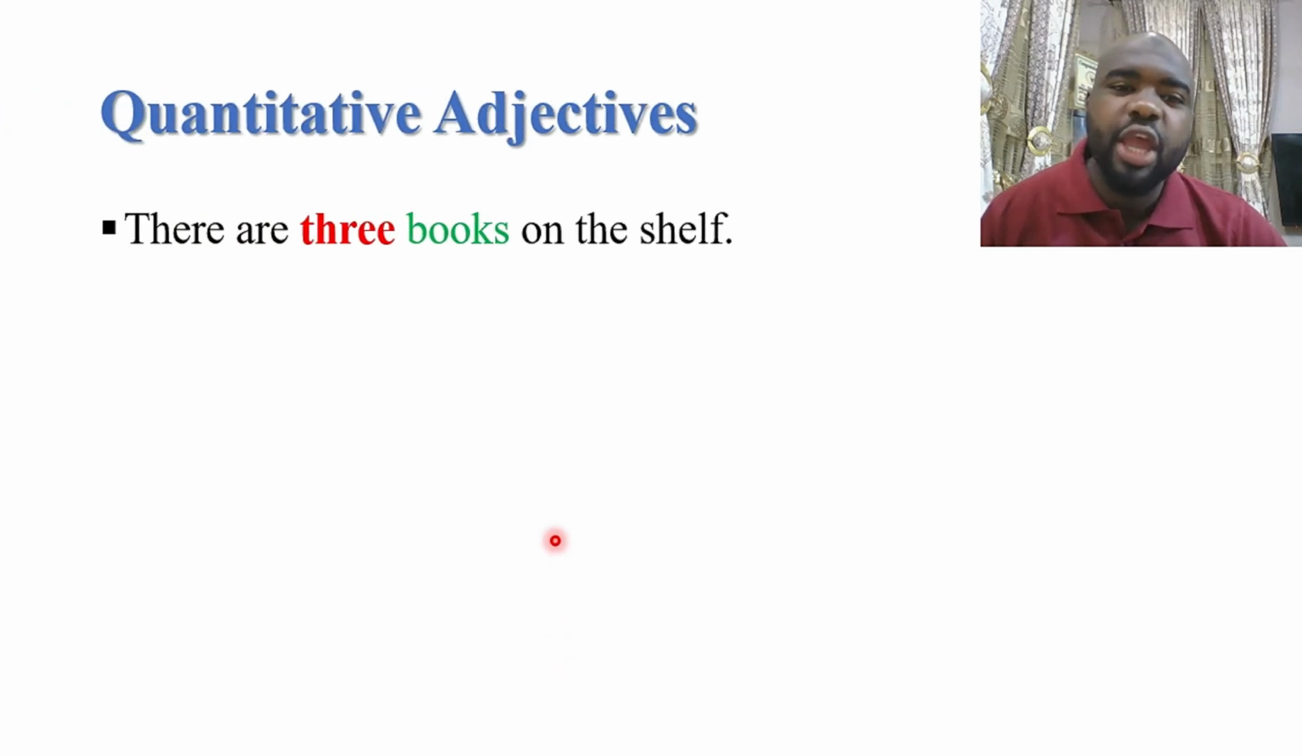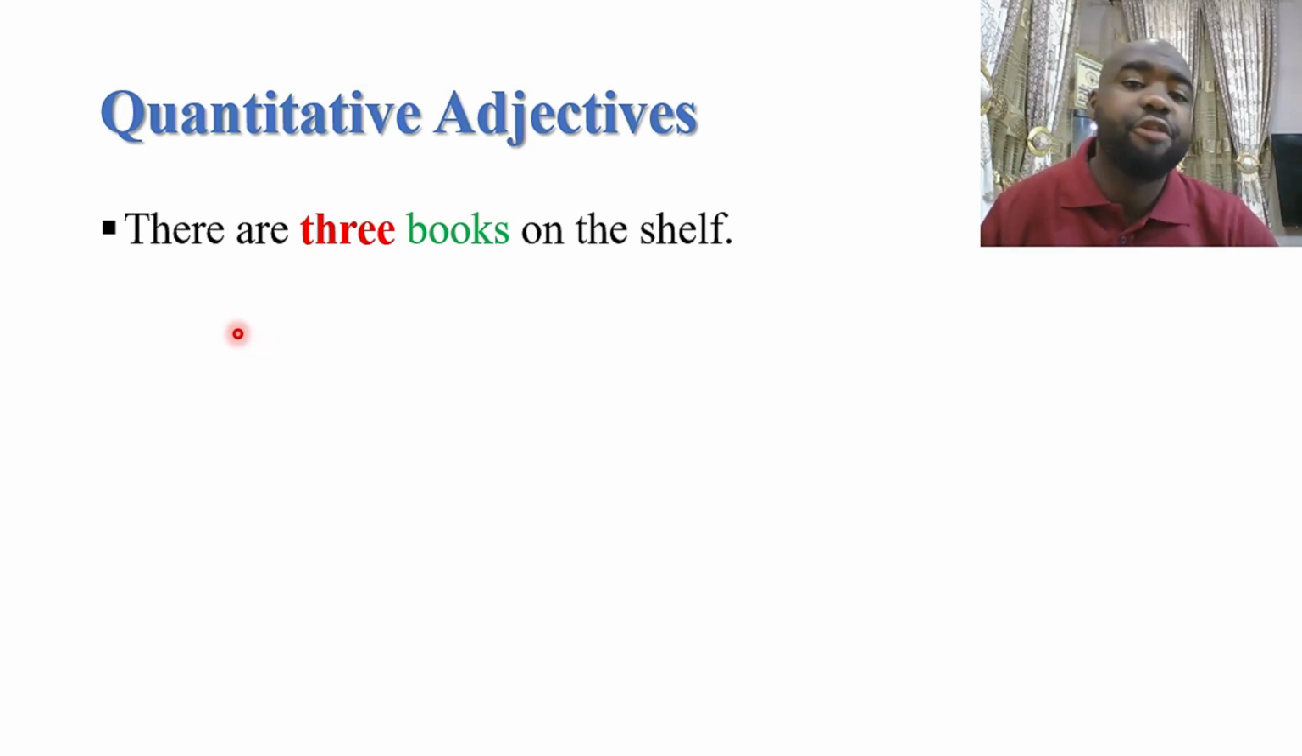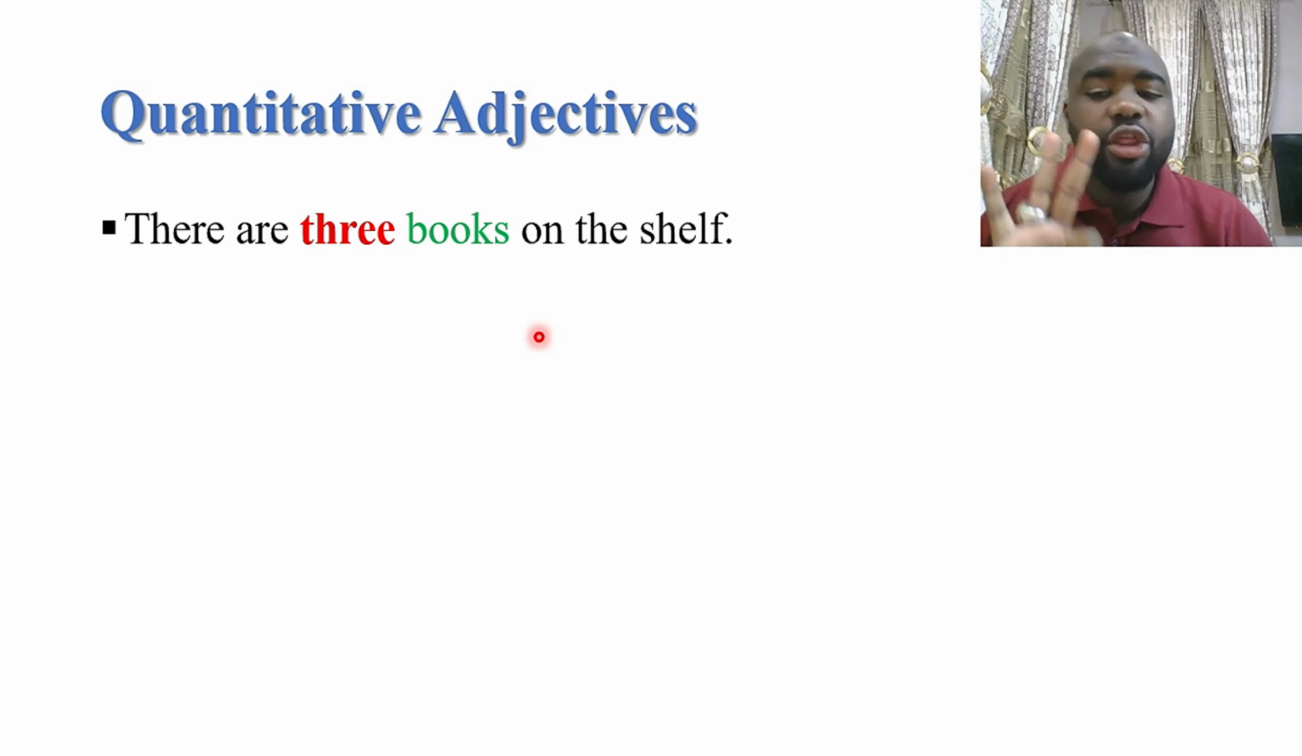Now, quantitative adjectives. Remember, we said that these adjectives signify number, amount of something, alright? Amount of a noun. For example, there are 3 books on the shelf. When you go to the shelf, you will find 3 books there. Not 1 book, not 5 books, not 10 books, but 3 books on the shelf. 3 meaning 3 objects. Number.